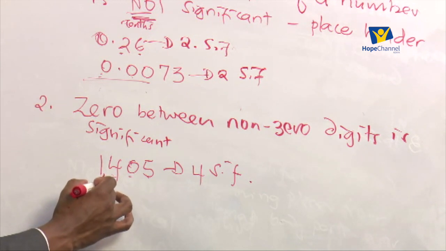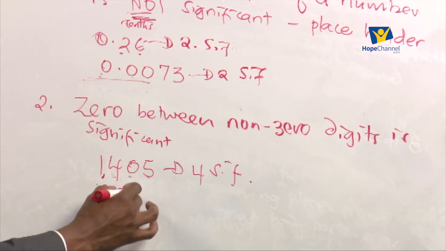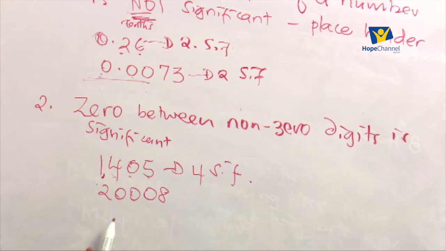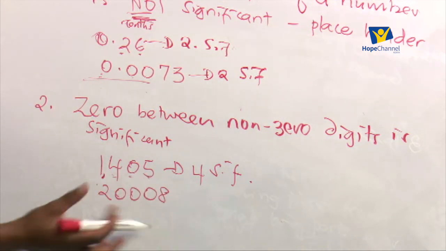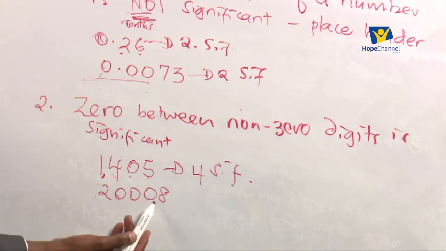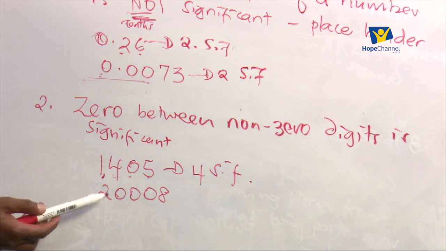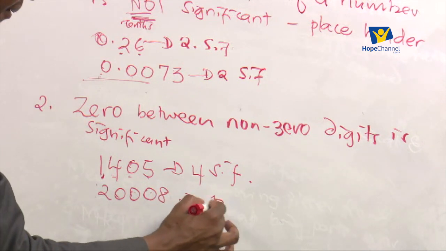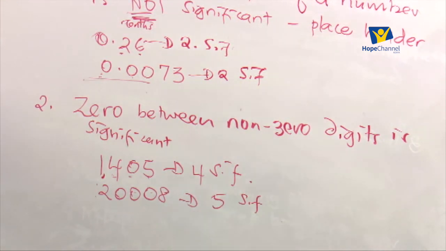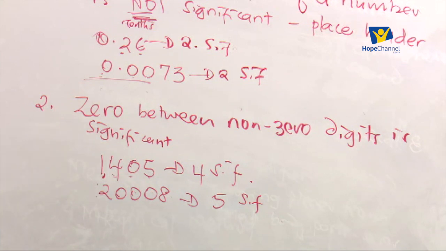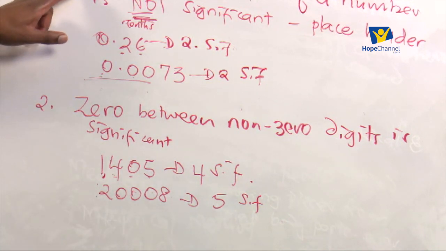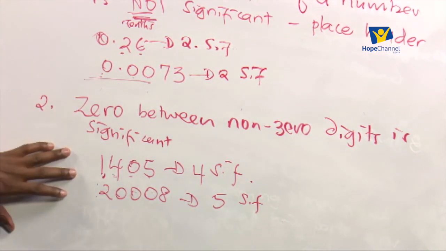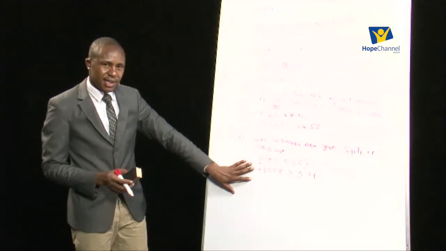If we have another number, say 20008, all the 3 zeros, because they are in between 2 and 8, are significant. So this number is written to 5 significant figures. So if a 0 or zeros are in between non-zero digits, then those zeros are always significant. That is very important. Case number one was when a zero is to the left of a number, it was not significant. When it is between non-zero digits, it is always significant.